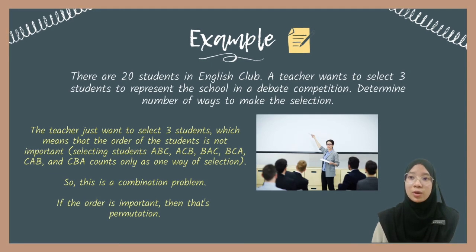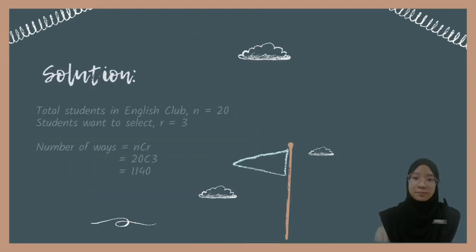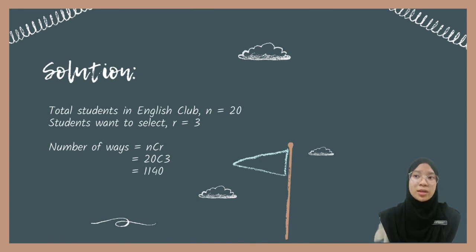Now, let's go to the solution. To solve the problem, we need to know the total number of students, which is represented as n, and the students we want to select, which is represented as r. Now, substitute the values into the formula, which is number of ways is 20C3. After we calculate on the calculator, we will get the answer 1140.